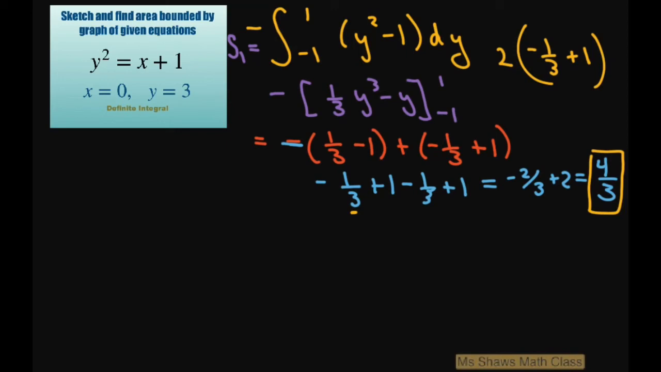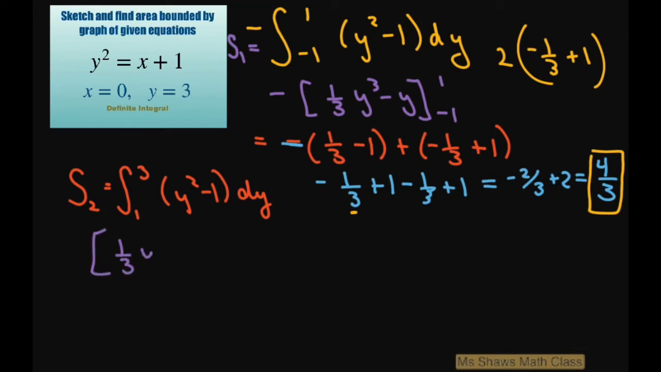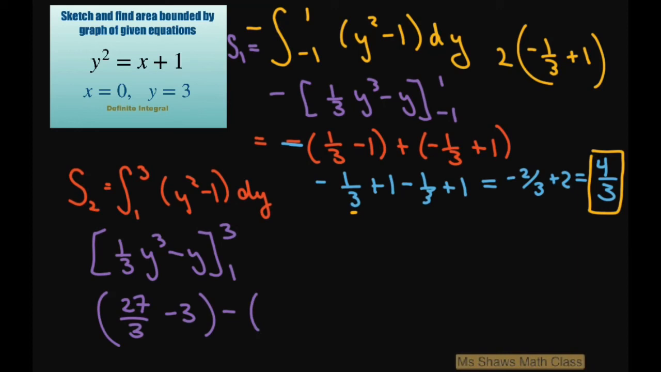All right, let's do the second area. The second area is going to be from 1 to 3, and we have y squared minus 1 dy. Okay, so this is going to be the same thing we had before. 1/3 y cubed minus y, but we're evaluating it from 1 to 3. This is going to give me, I'm going to put 3 cubed, that's 27, and then minus 3, and then minus 1/3 minus 1. Let's see what this all equals.